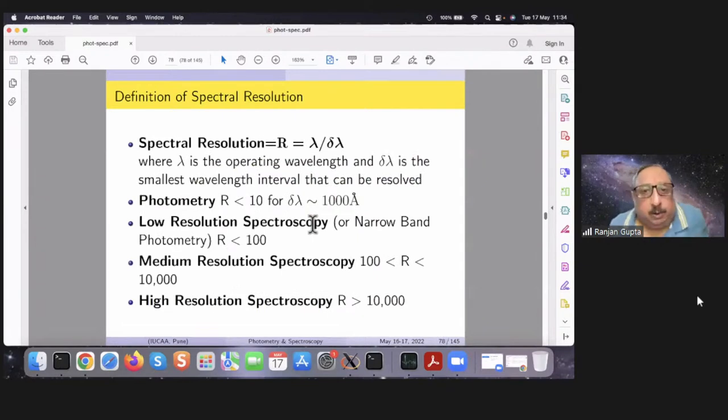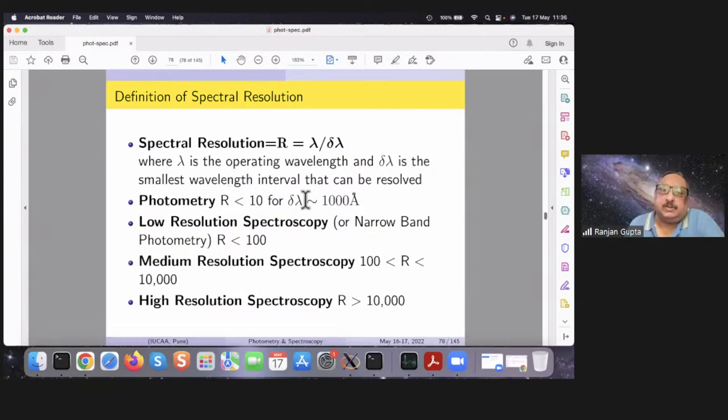Before we move into the actual instruments, I will again start defining certain things. Spectral resolution R is given by lambda by delta lambda. If you remember the photometric bands which I showed yesterday, they were about 1000 angstroms wide, which means the denominator is 1000 angstroms, and the wavelength lambda in case of the B filter is 4500 angstroms. If it is visible, it is 5500, and 6500 for red. So R will be about 4500 by 1000, so about 4.5. So well within 10, this R. That is actually a low resolution, right? And that's why you can call it photometry.